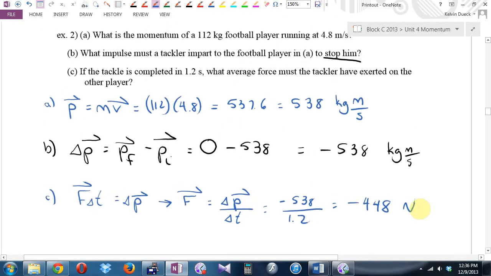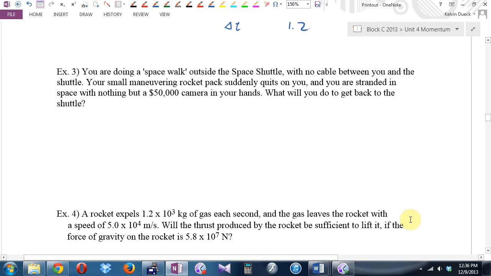Was there a part D? No. Example 3. Imagine you're doing a spacewalk outside the space shuttle. Woohoo! There's no cable between you and the shuttle. You're on your rocket pack, and it suddenly quits on you.